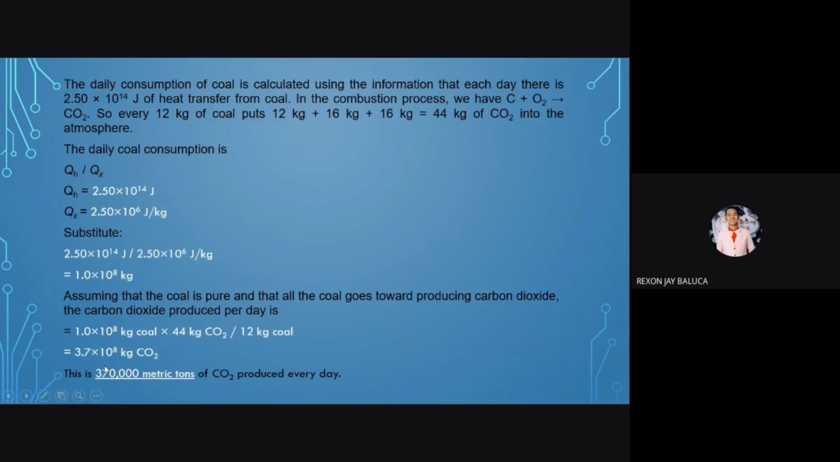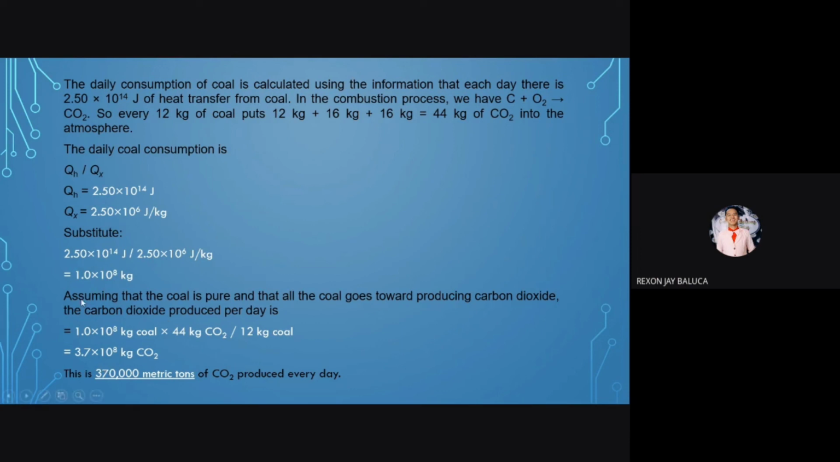So next is part C. Let's state it here. Our formula is QH divided by the heat per kilogram, which is 2.5 times 10 to the power of 14 joules over 2.5 times 10 to the power of 6. The 10 to the power of 6 is the given from the problem, and the QH is what is stated in the problem. So we substitute, divide, and we get 1 times 10 to the power of 8 kilograms.